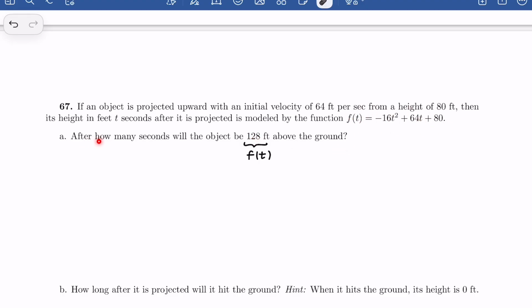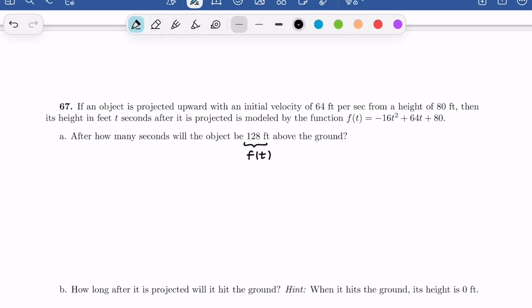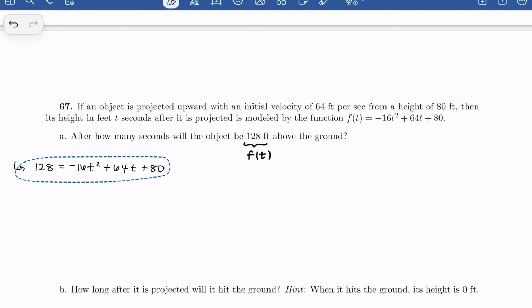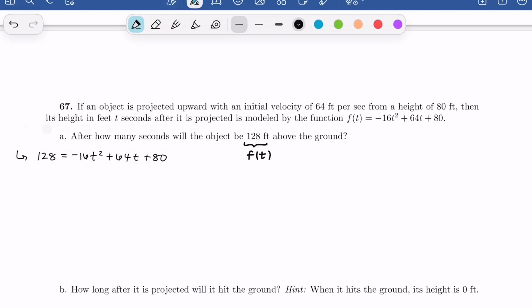The question asks: after how many seconds will this object be this high off the ground? So we'll plug this information into this function and solve for those seconds. Let's go ahead and do that here. We're going to have 128 feet is equal to our function, so negative 16t squared plus 64t plus 80. Let's move this up a little bit. We might need some more room.